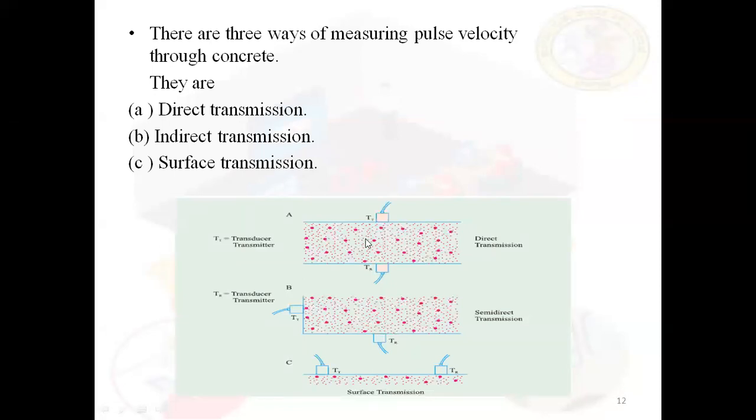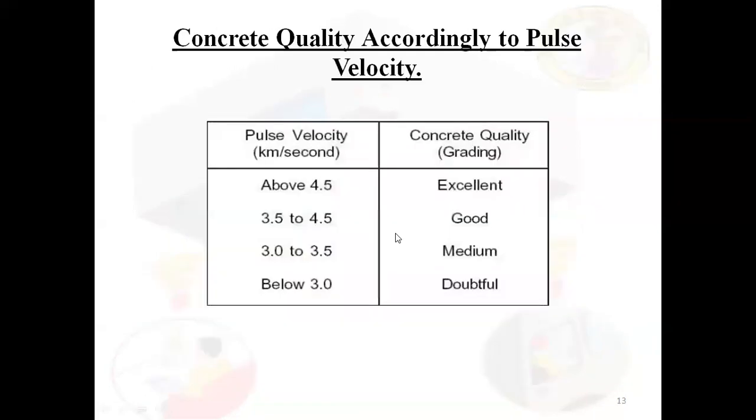If, for example, there is a crack here, the wave will go around like this and reach here. This will take more time. Semi-direct is nothing but keeping the transducers perpendicular like this, and surface is just like this. The good results we can achieve are by using the direct transmission method.